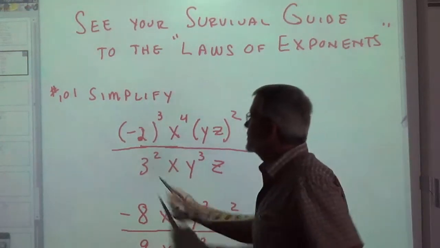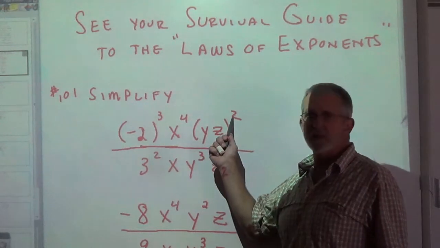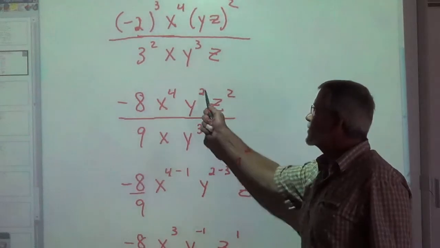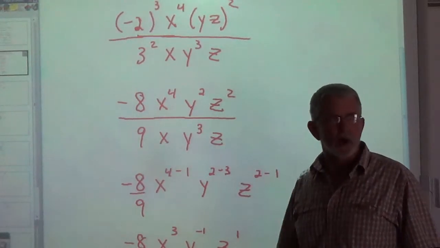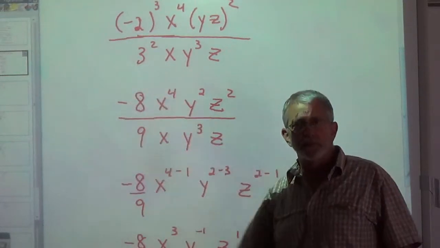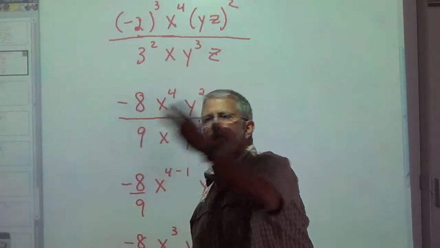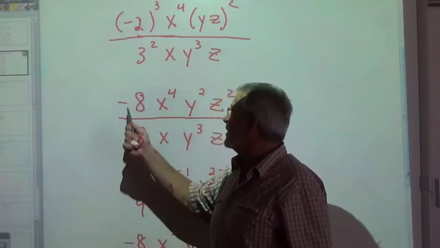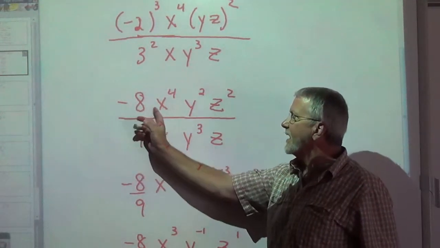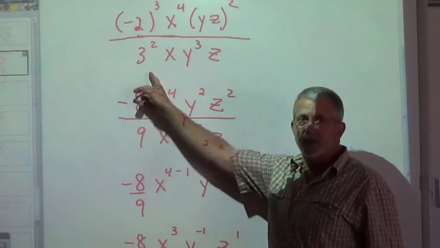So the first thing I'm going to do is take this negative 2, cube it, and take this yz and square that. So yz squared is going to be y squared z squared. You can find that particular law of exponents in the PDF right there. And negative 2 cubed is negative 2 times negative 2 times negative 2. 3 negatives make a negative. 2 times 2 times 2 is 8. So this is going to be negative 8. So this expression, first and foremost, becomes negative 8 x to the 4th y squared z squared, divided by 9, which is 3 squared.